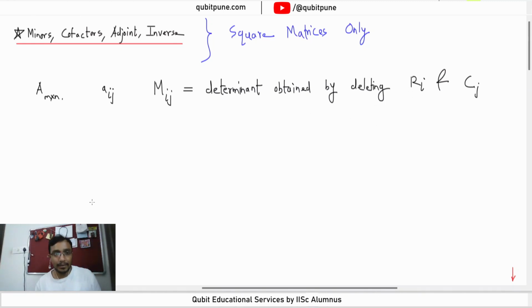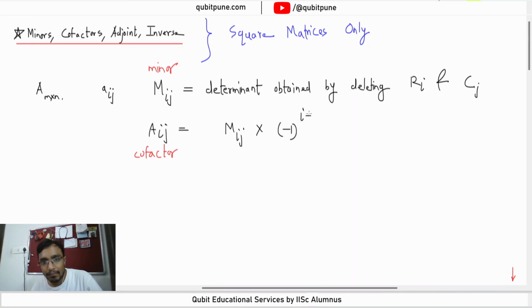Okay. What is the cofactor? How do we define the cofactor? Minor into something. What is that? Minus 1 raised to the power i plus j. Correct. Minus 1 raised to the power i plus j.